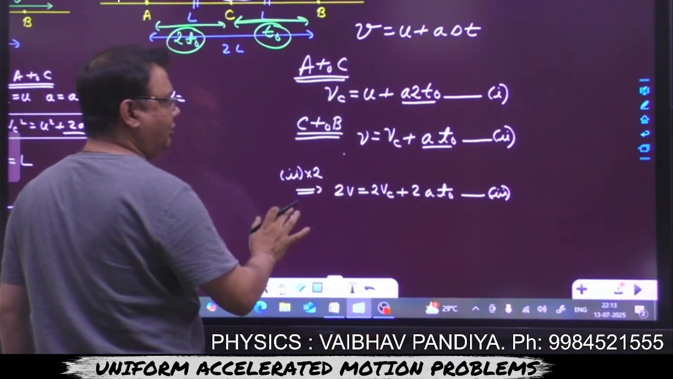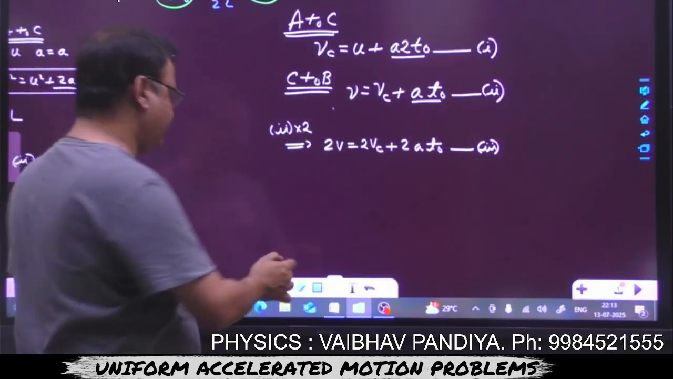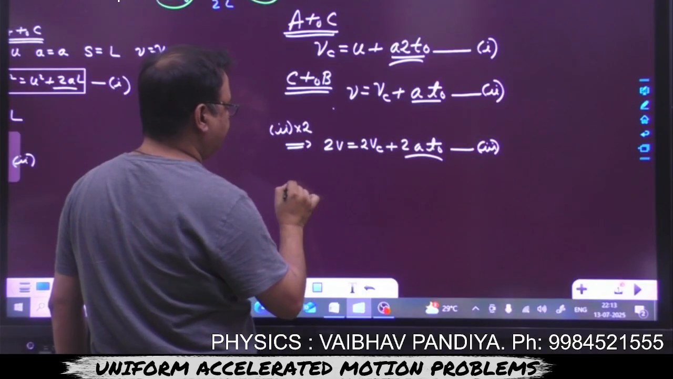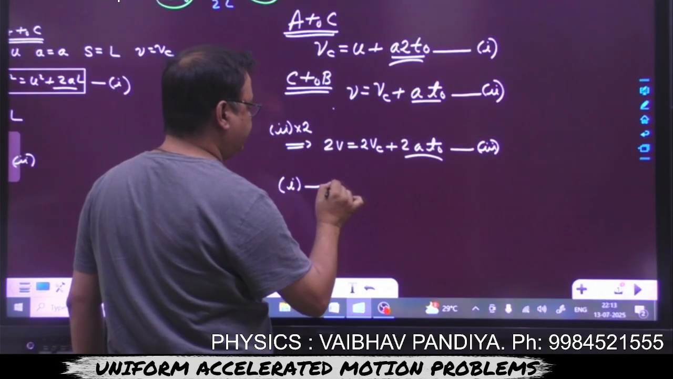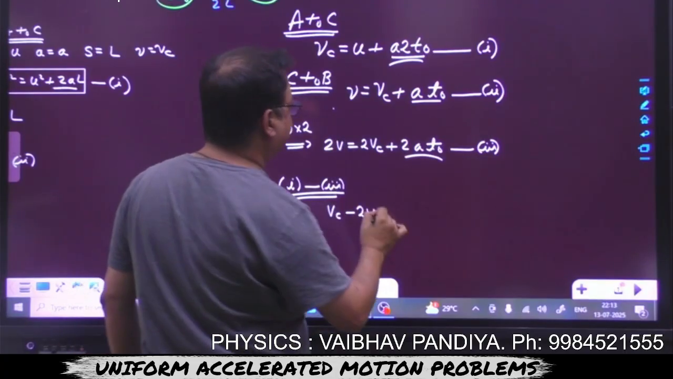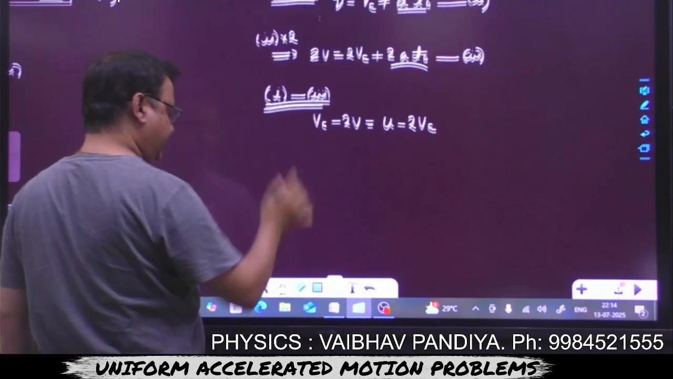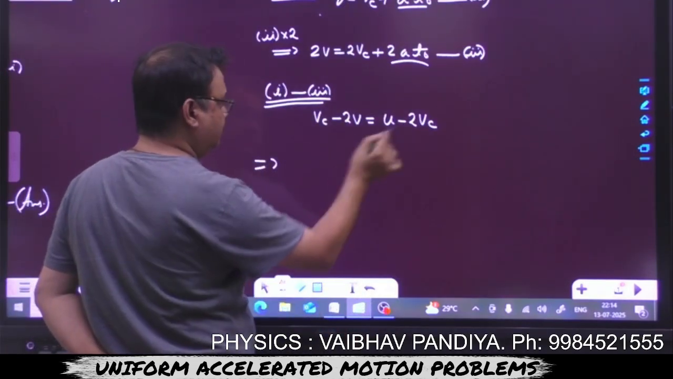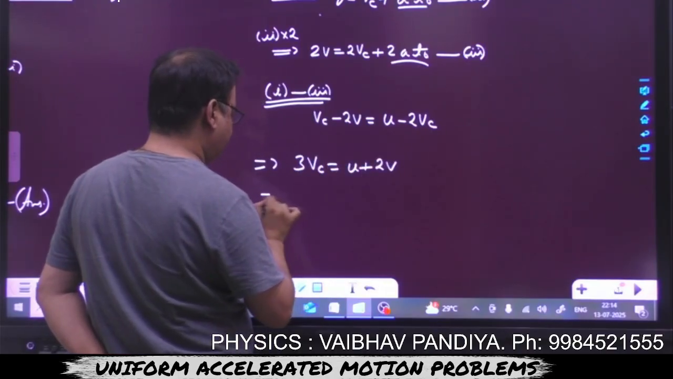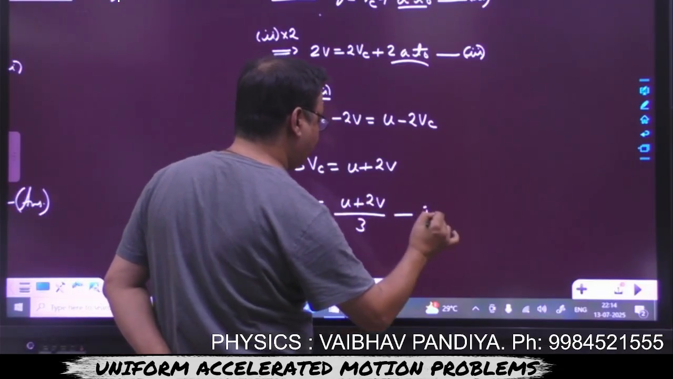Okay, now both equation 1 and 3 have the same coefficient of T0, 2A. So we can cancel it because the final answer will not involve this term. So I can subtract equation number 3 from equation number 1. I'll get Vc minus 2V is equal to U minus twice of Vc. So you will get 3 times Vc as U plus 2V. So you will get Vc as U plus 2V divided by 3. Let it be equation number 4.